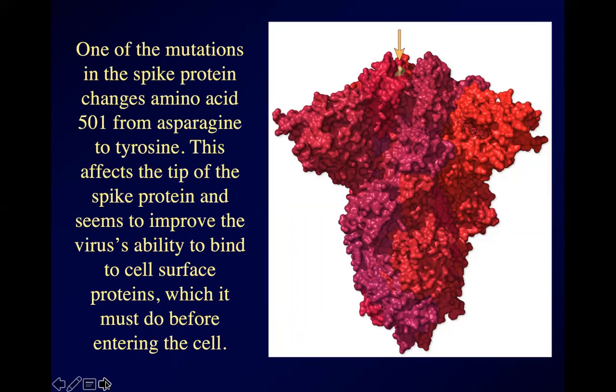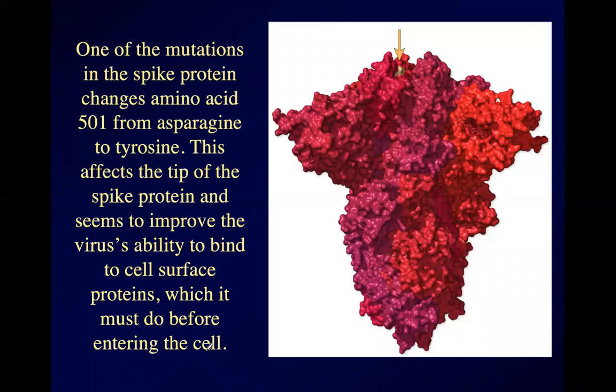One of the mutations in the COVID spike protein changes amino acid number 501 from the amino acid asparagine to the amino acid tyrosine. That one little change right there, shown by the arrow, seems to improve the virus's ability to bind to cell surface proteins. The virus sticks to your cells better and is more effective at entering into the cell.